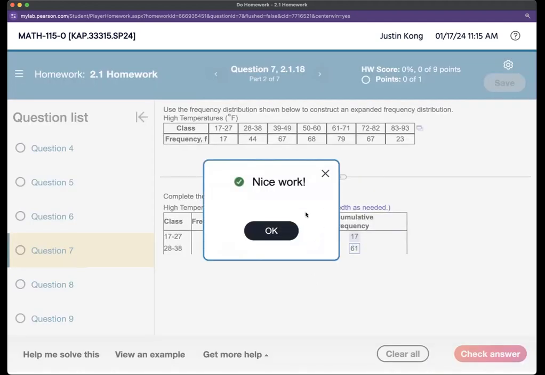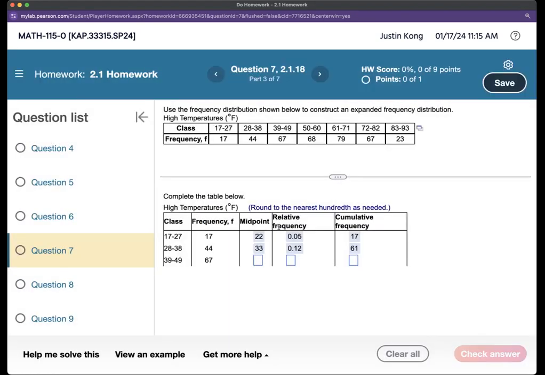Let me double check this is correct. Okay. And the rest is kind of the same thing, just continue on for the rest of them. Okay, we'll stop that.